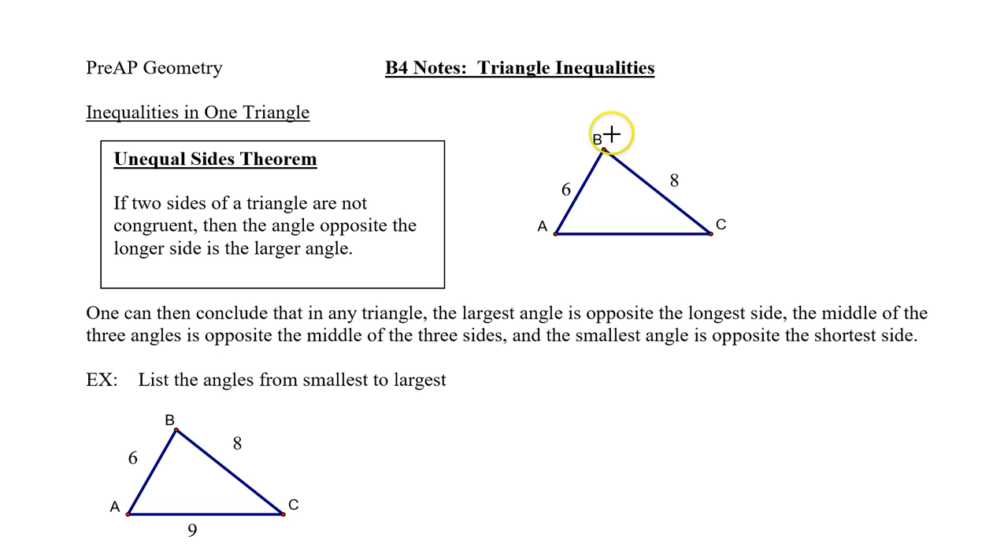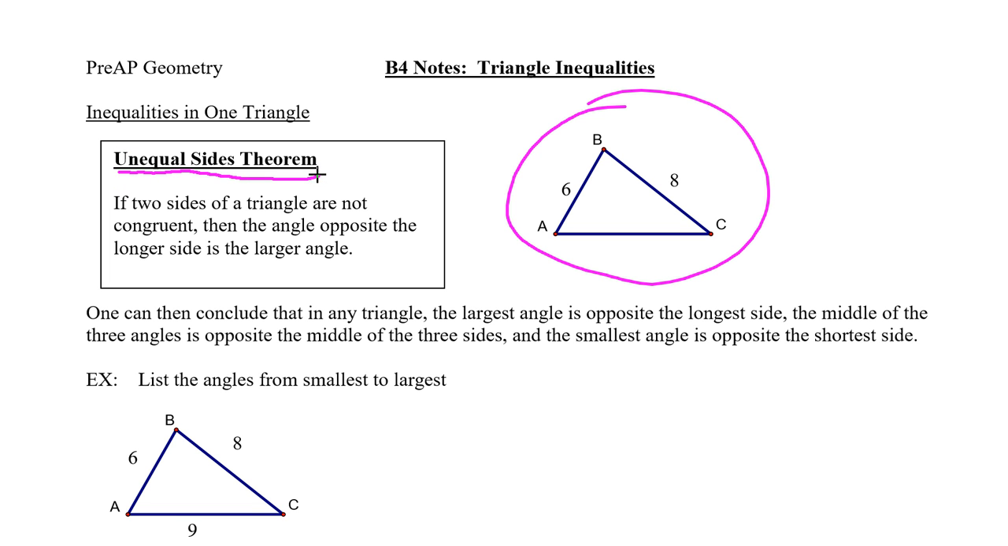But what if we have a triangle like we've got right here that has unequal sides? It's not isosceles and it's not equilateral. Is there anything special about this? Well, yes, there is. We have something called the unequal sides theorem. If you know that your triangle is scalene, like this, there is something special about the sides and the angles, and this is what the unequal sides theorem says.